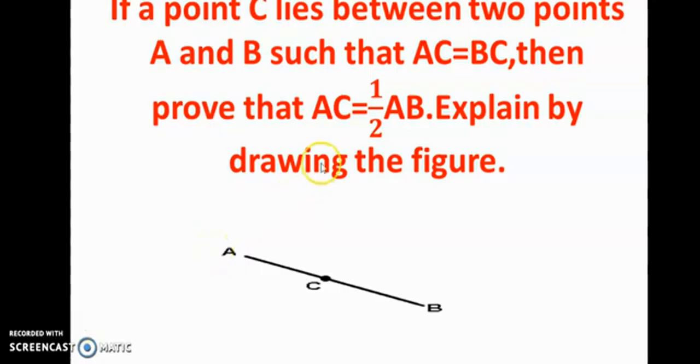Now we have to prove that AC is equal to half AB. Yes, we know that if C is the midpoint of AB, obviously AC is equal to half of AB, or BC is equal to half of AB. But here we have to prove it logically. Do you understand, children? Okay, let us prove it. Here they have given that AC is equal to BC.